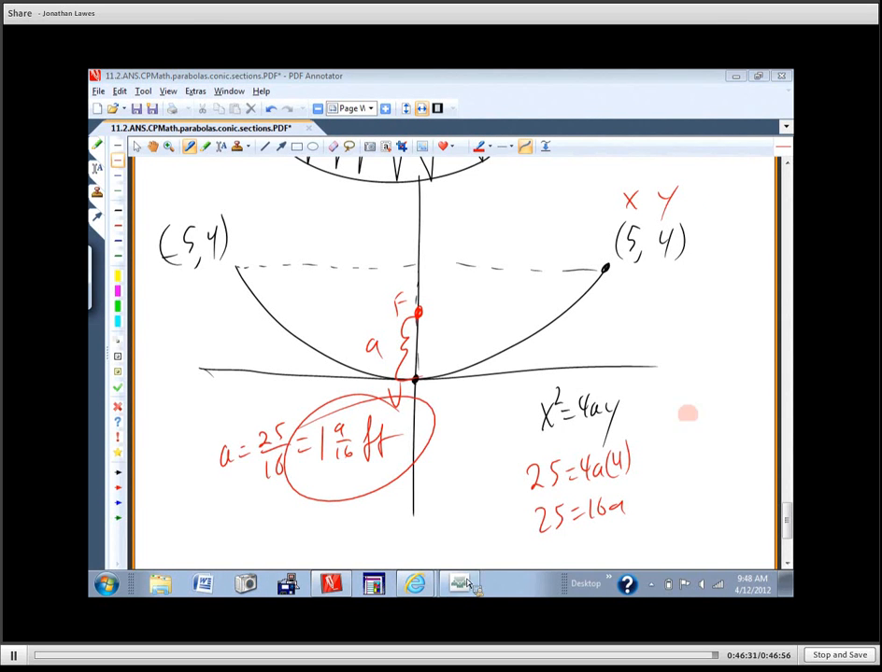How did you pull the x and y? This is x. This is y. So that's 5 squared, 4 times a times 4. So we have 25 times 2.